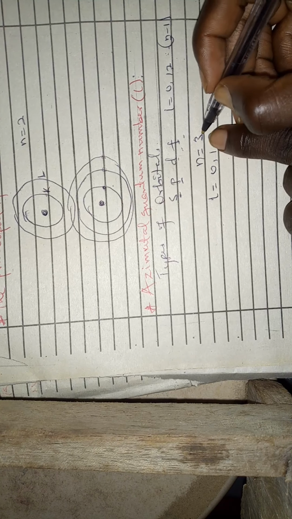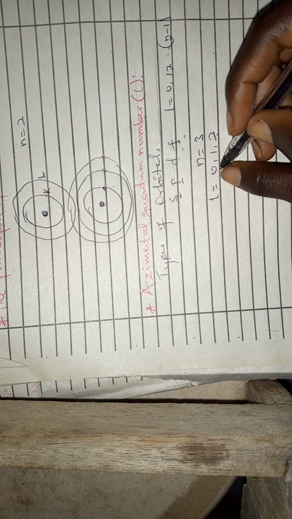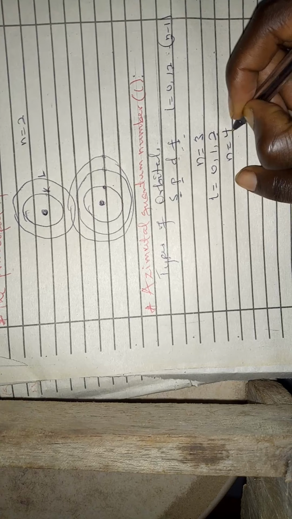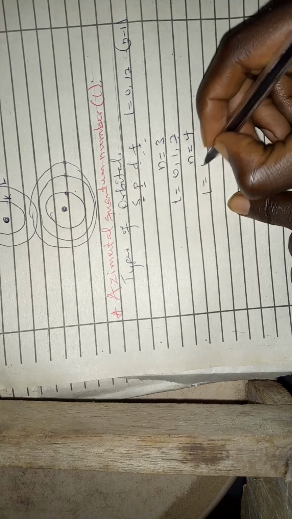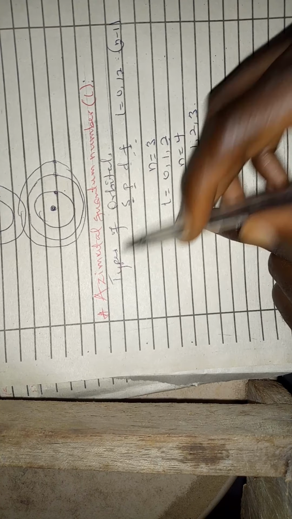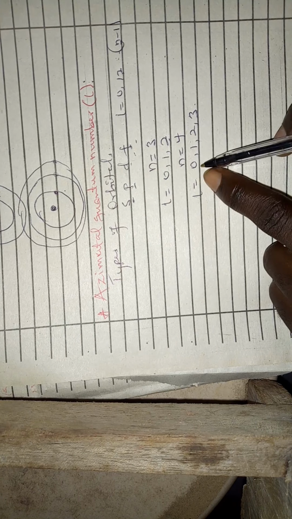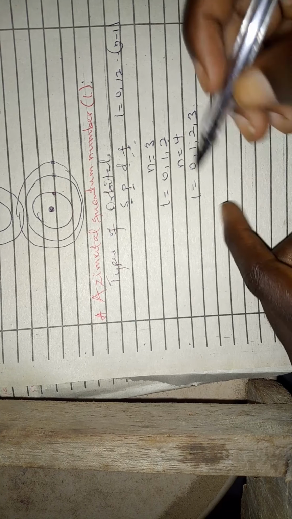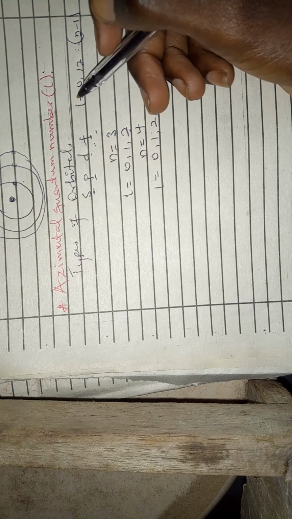So if we have 3 minus 1, we start from 0 and end at 3 minus 1. If n is equal to 4, we range from 0 and end at 4 minus 1, that is 0, 1, 2 and 3. That means we are going to have four different types of suborbitals in the main shell. So that is the work of the azimuthal quantum number, which is the small l.